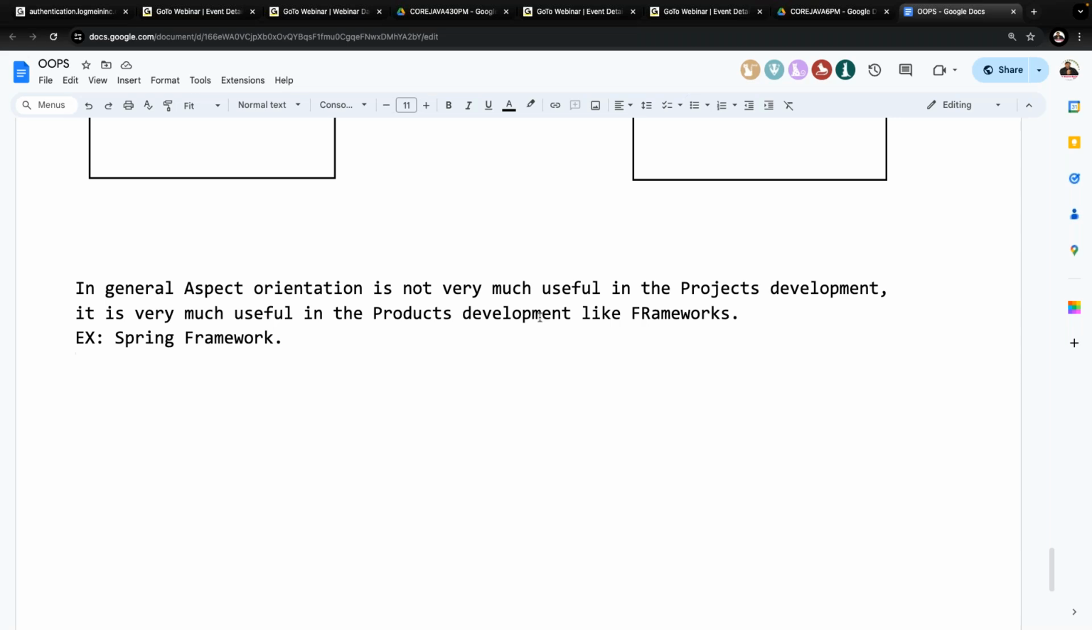All right, sir. What is the benefit we are able to get from this aspect orientation in the Spring framework? Why is Spring framework still a very demanded framework outside? So many frameworks are available, but still why does Spring framework have very good demand now?